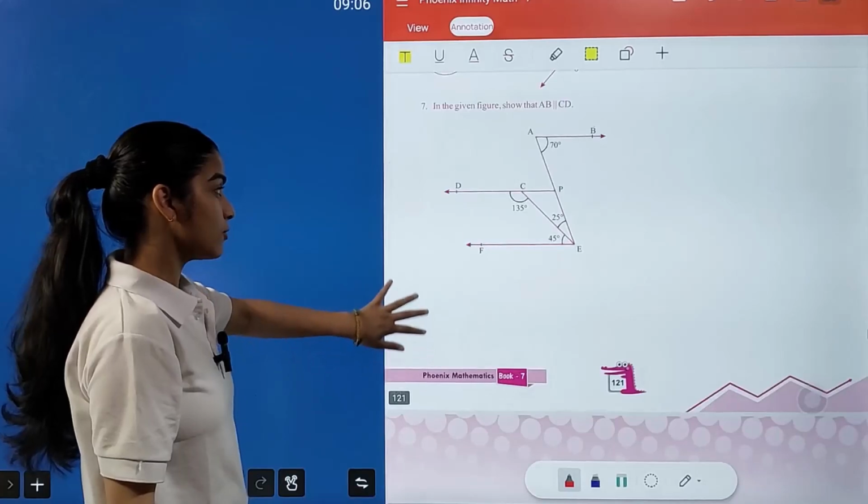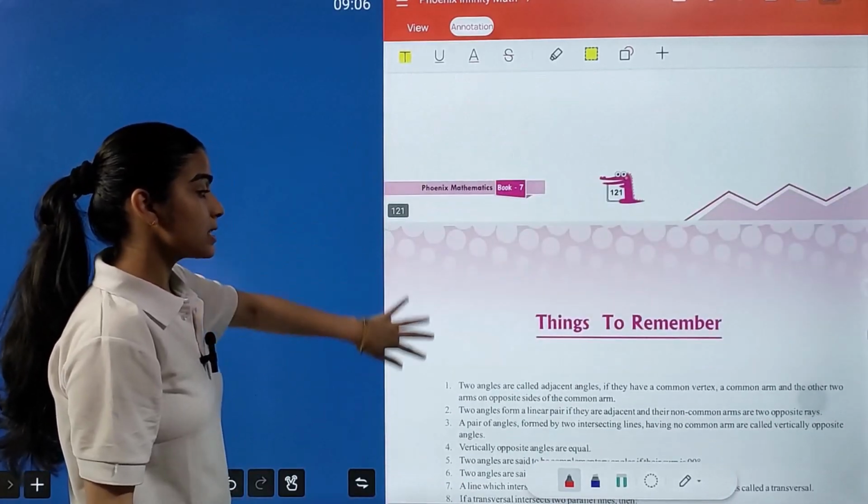In the same way, students, you have to find out the answer for question number 7. And this is the end of your chapter.